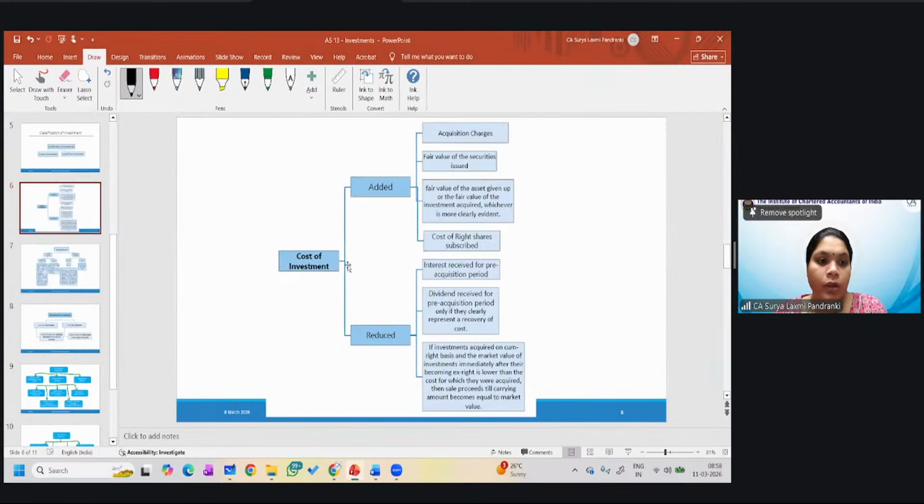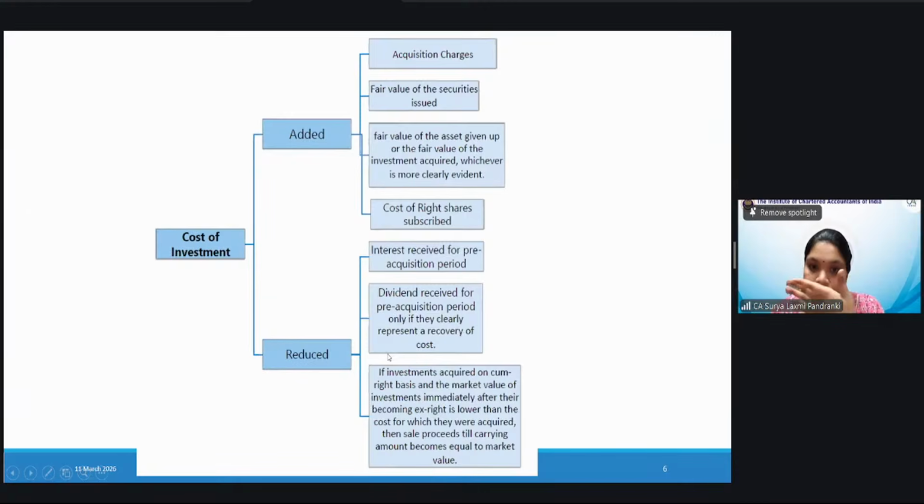Now look at this chart. I'm going back to the chart. This part we didn't cover, so this part you see now. What did they say? If the investments acquired on cum right basis, the market value of investments immediately after their ex right is lower than the cost for which they were acquired, the sale proceeds till the carrying amount becomes equal to the market value.